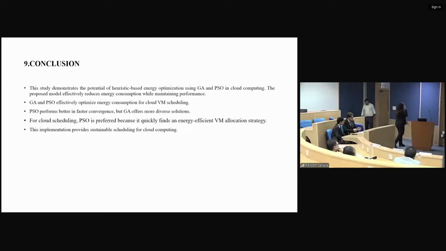So this study demonstrated the potential of heuristic-based energy optimization using genetic algorithm and particle swarm optimization in cloud computing. The proposed model effectively reduces energy consumption while maintaining performance for cloud virtual machine scheduling. Particle swarm optimization performs better with faster convergence, but genetic algorithm offers more diverse solutions. So for cloud scheduling, particle swarm optimization is preferred because it quickly finds an energy efficient virtual machine allocation strategy.